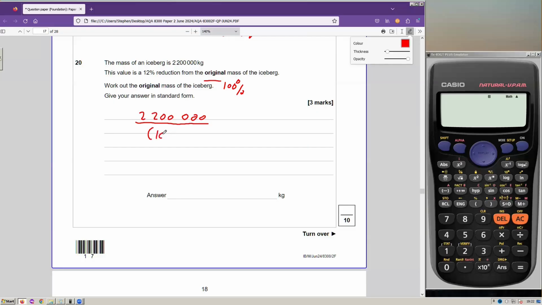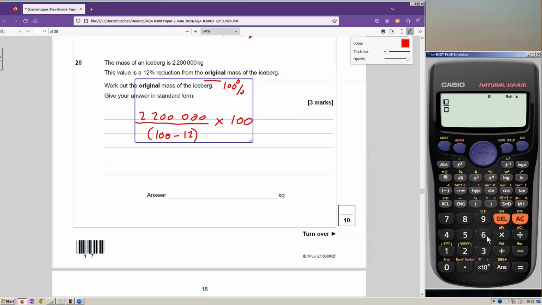But you can put it in like this: rather than work out the 88, you can just go 100 minus the 12. And then times that by 100. It's 3 marks, so we should be able to put the whole thing in, and it'll probably give us the answer in standard form anyway.